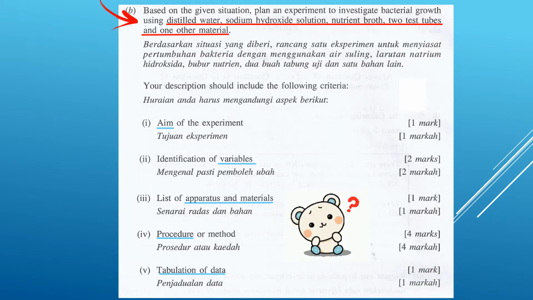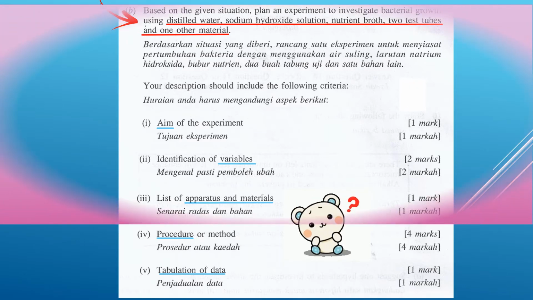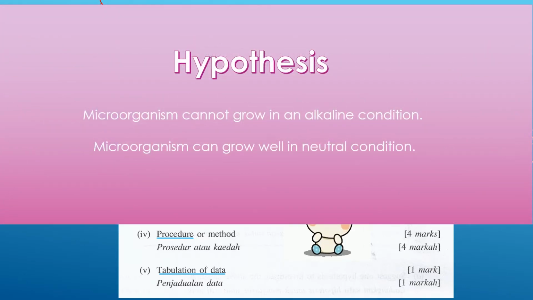Okay, how are we going to start? The plan of the experiment must be based on the hypothesis in part A and also the materials and apparatus that are given in the question. So, the experiment will investigate that microorganisms cannot grow in alkaline conditions and can grow well in neutral conditions.